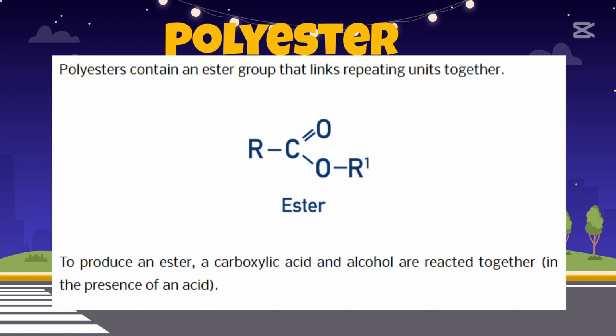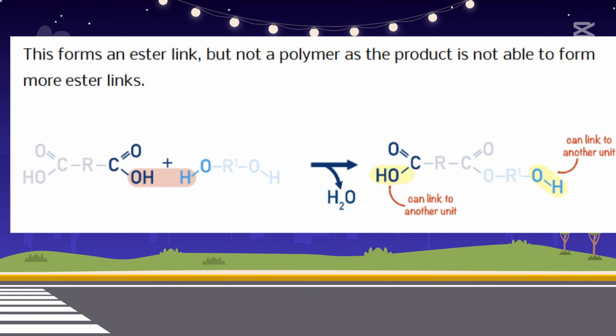This is our ester group, the COO, that's the ester functional group. To produce an ester, a carboxylic acid and an alcohol are reacted together in the presence of an acid, for example phosphoric acid. This forms an ester link but not a polymer, as the product is not able to form more ester linkages, as I would have said earlier. Hence the reason for using the dialcohol and the dicarboxylic acid.